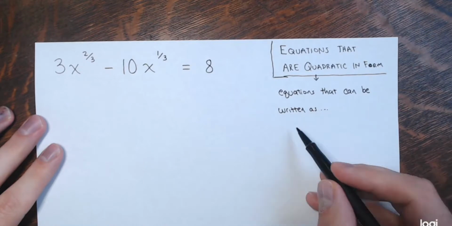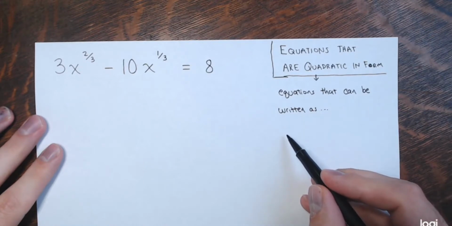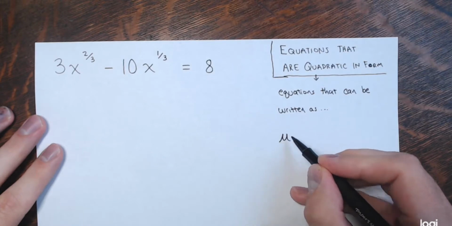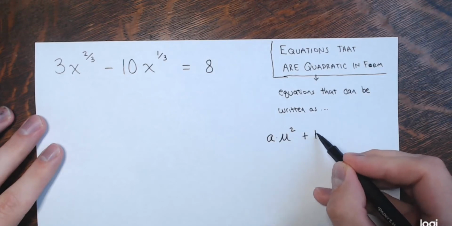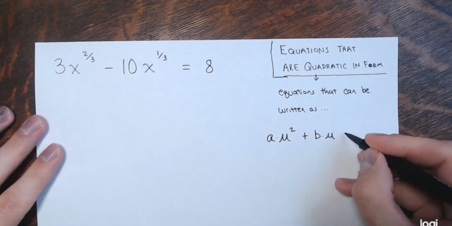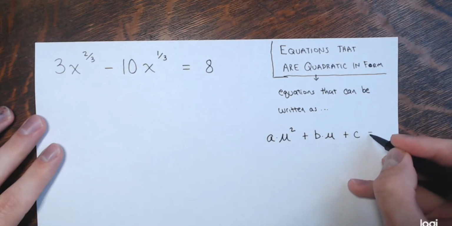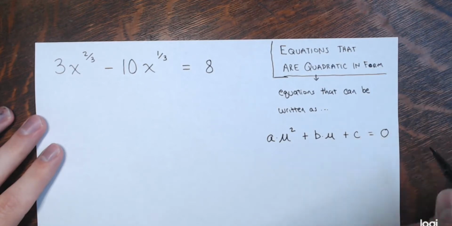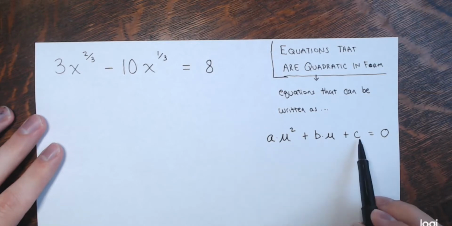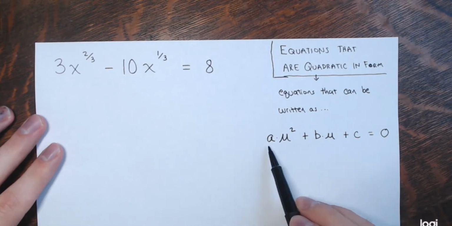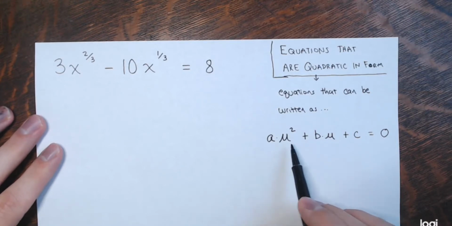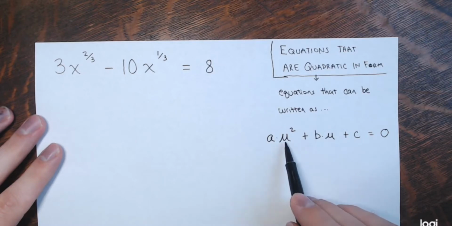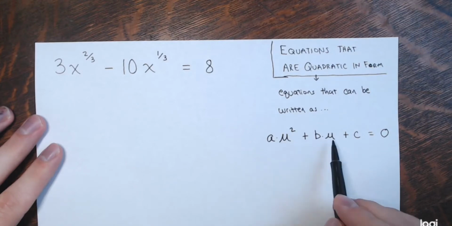That can be written as, now I'm going to use the letter u here, a times u squared plus b times u to the first plus c equals 0, where a, b, and c are just numbers. A is not 0, because if a were 0, it wouldn't be quadratic anymore. And u is any expression I want. U is some expression with a variable in it. Here it's squared, here it's to the first power.